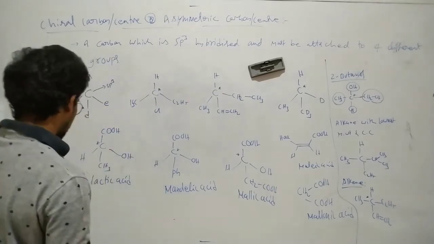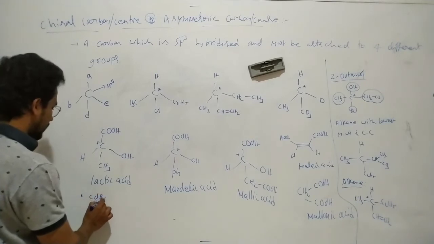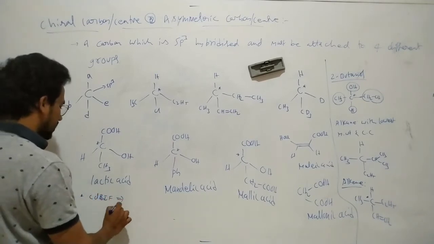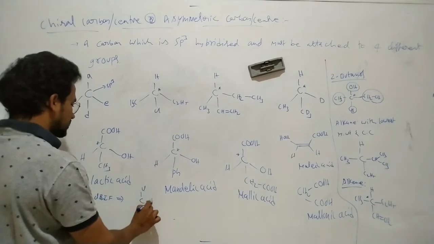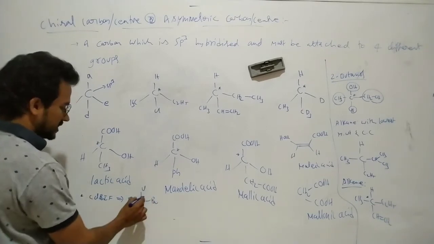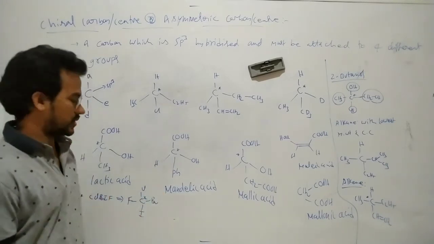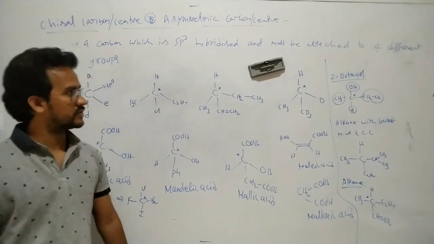So next we can write like this: carbon, chlorine, bromine, iodine, fluorine. This one also has a chiral carbon because it is attached to all different groups, so it can be considered as a chiral carbon. Okay, so write down this.